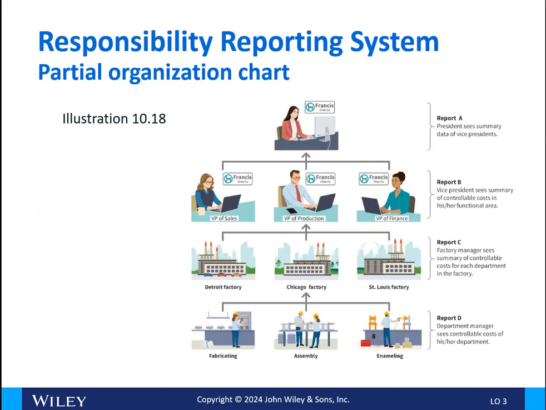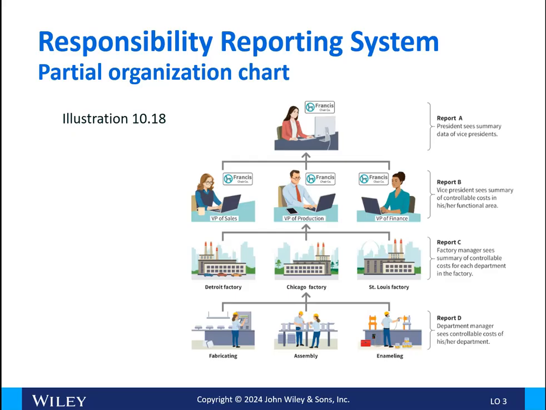So let's look at this a little bit graphically to see what we're talking about. At the bottom, report D, we've got the different departments: fabricating, assembling, and enameling. That rolls up into a factory. So in this case, these all roll up to a Chicago factory. The Detroit factory and the St. Louis factory will have similar reports for those different departments, assuming they make the same type of things. There could be different things going on in those factories, so they'll have different departments, but it all rolls up to a factory level.